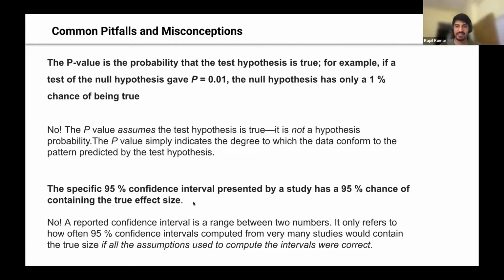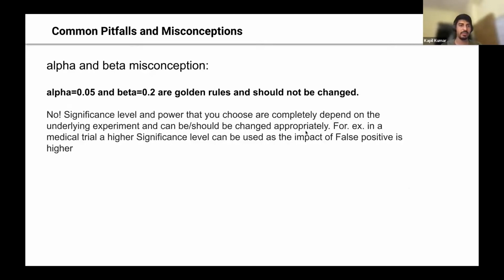I think we already touched upon it: it is believed that if you get a 95% confidence interval, then there is a 95% chance that the true effect will lie in that range. It is not true. Basically, what it means is if you run 100 experiments and create a confidence interval for all of them, for 95% of the experiments, the true value will lie in the confidence interval. We'll go to the question and answer in just a slide or two.